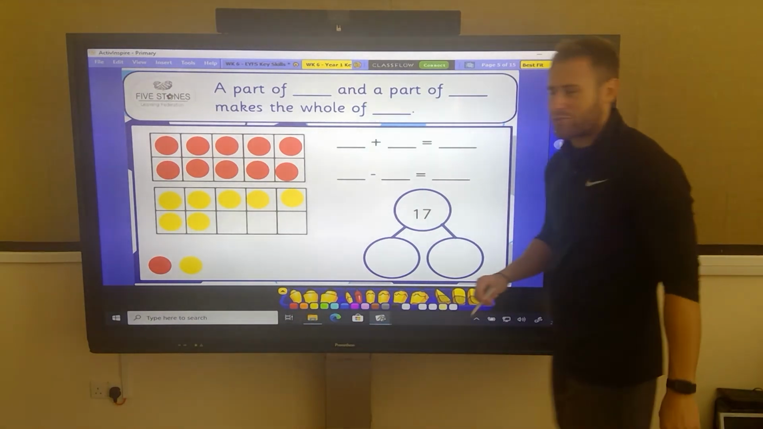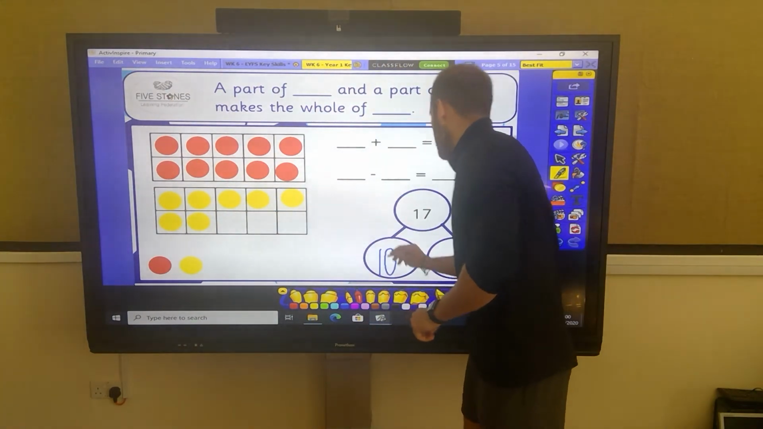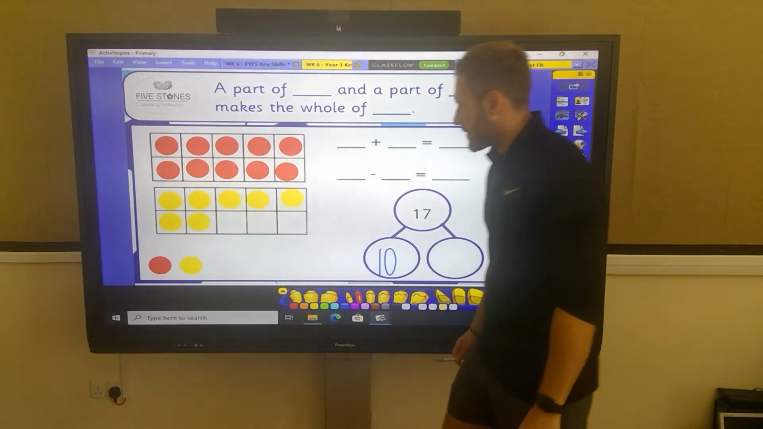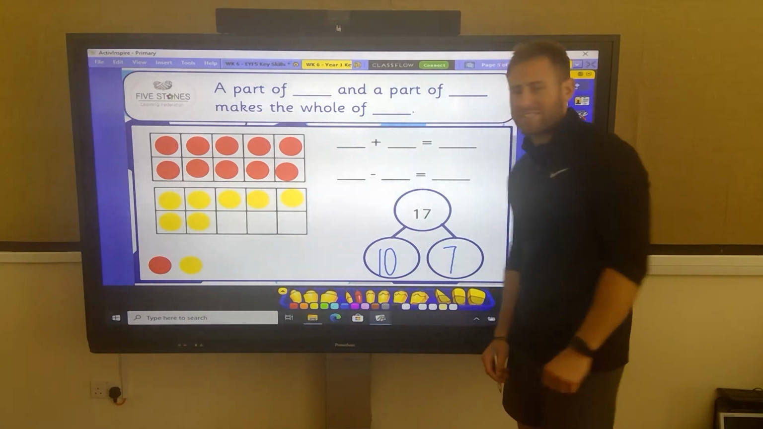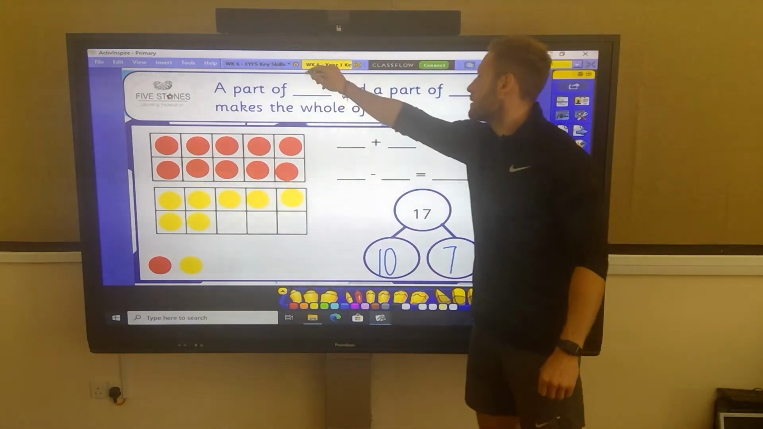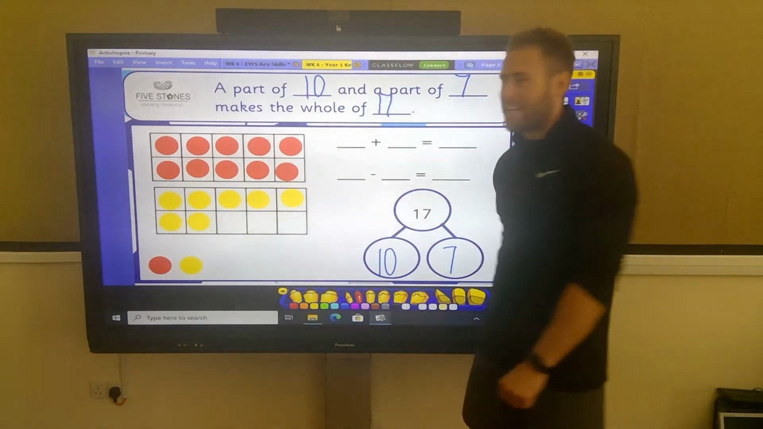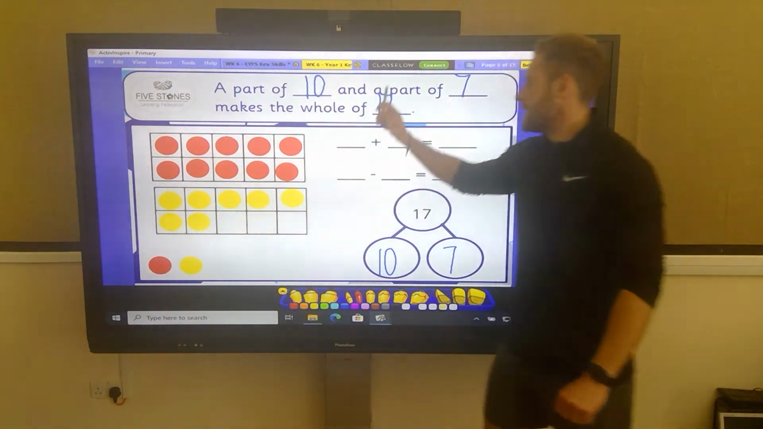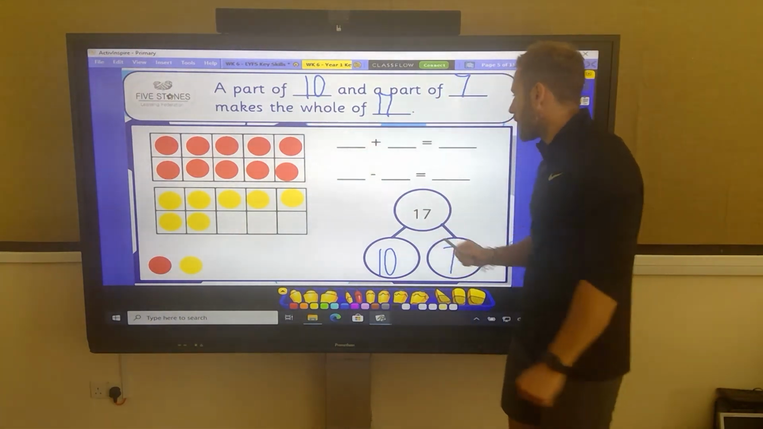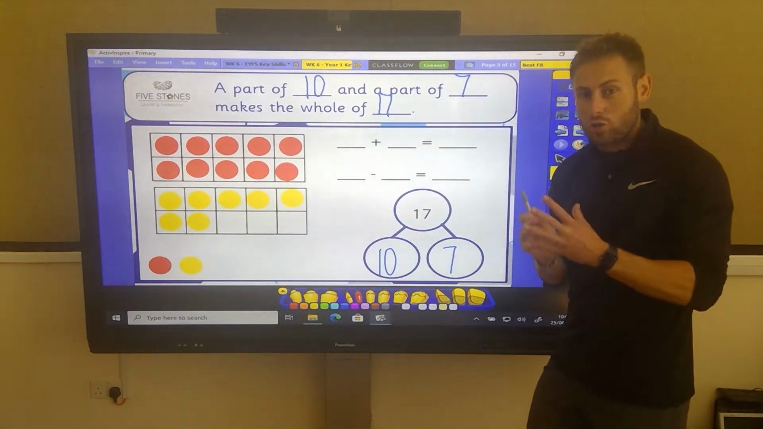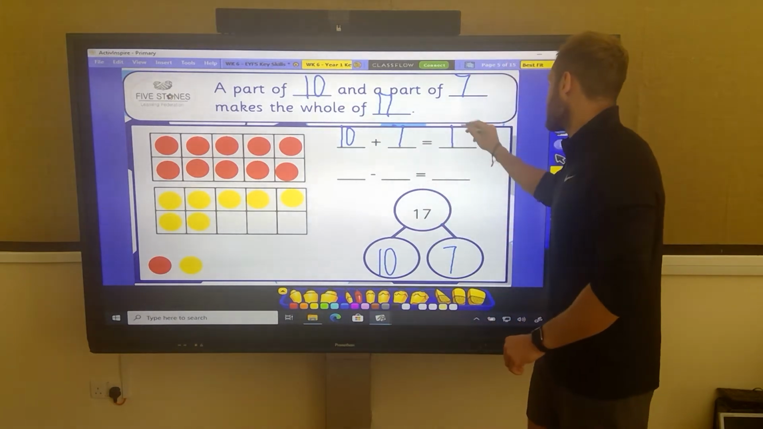Great, what did we find out? Yes, we've got the red part is all in the ten frame. So that's fantastic for us because we can recognise it's 10. Then the yellow part is 5, 6, 7. So we've got a part of 10 and a part of 7 makes the whole of 17. Let's say that together. A part of 10 and a part of 7 makes the whole of 17. Great work. So to add these two parts together, we've got 10 add 7 equals 17.